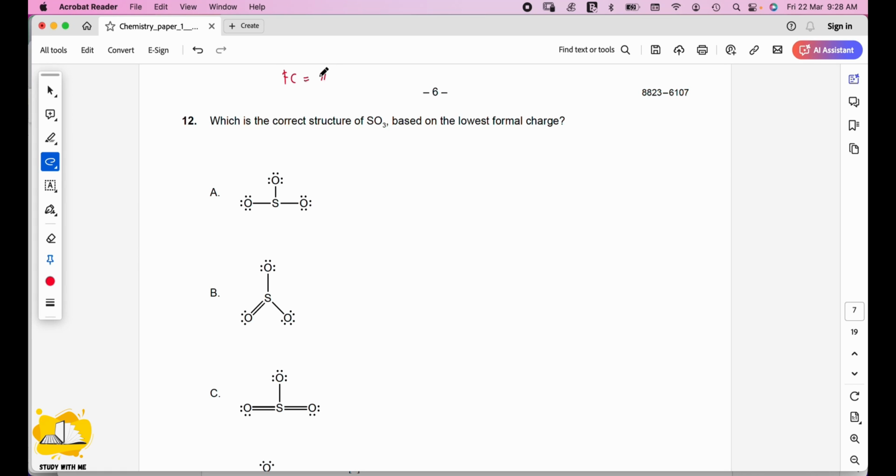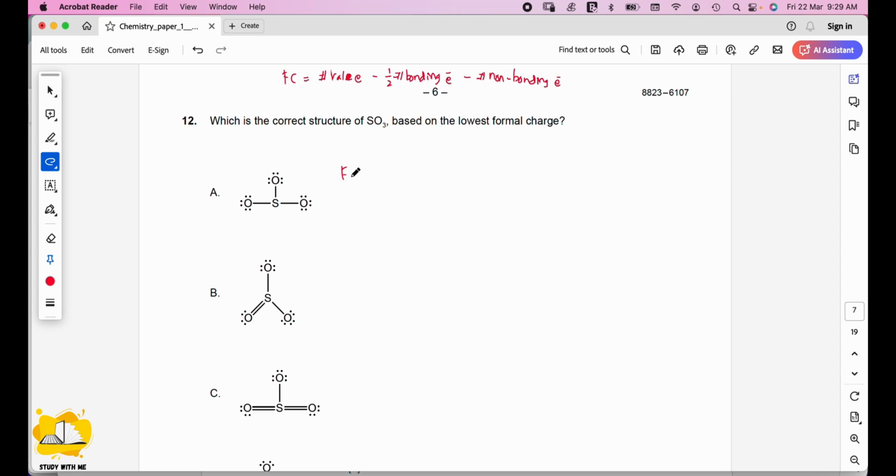is the number of valence electrons minus half of the bonding electrons, and then minus the number of non-bonding electrons. Okay, so let's do it for A.